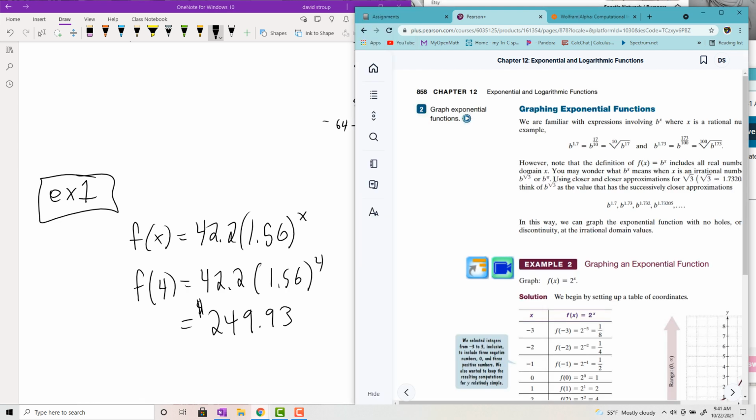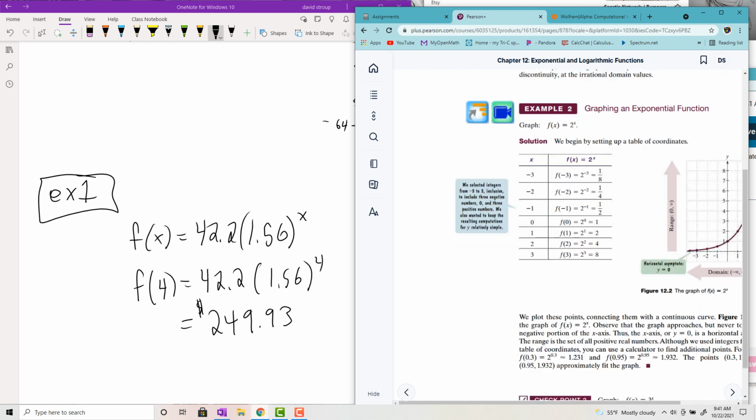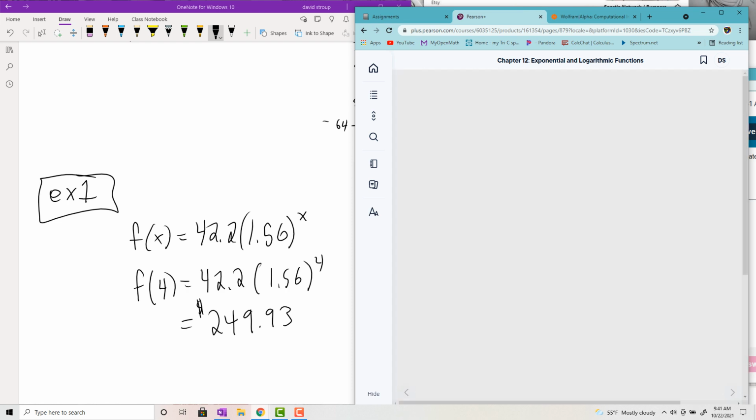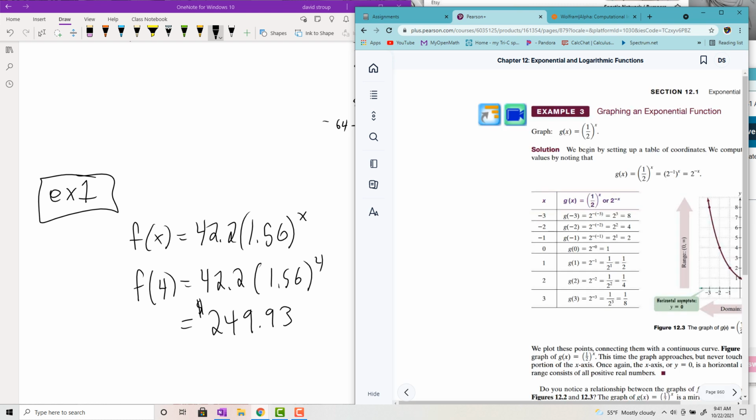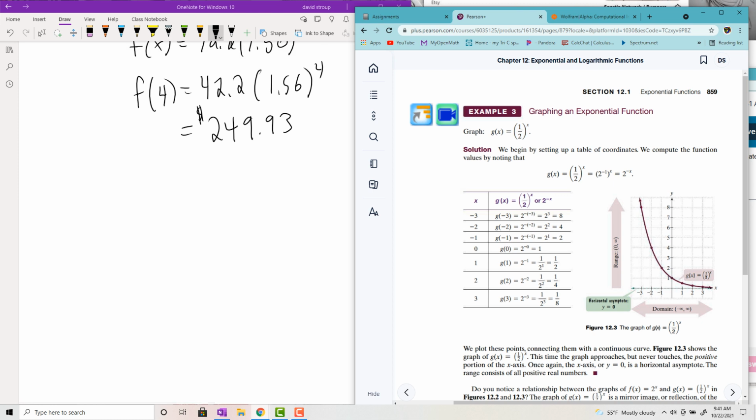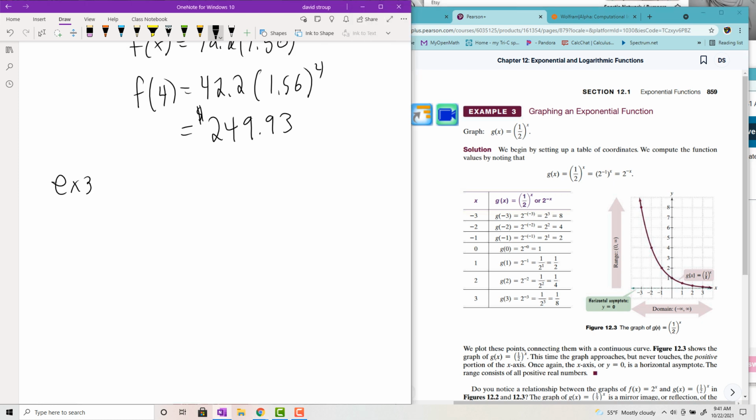So just making sure you know how to do the graphing, again, more exponential functions. Let's look at graphing a fractional exponential function, like this example here, example 3 in the book. See what that looks like. Example 3: g of x equals 1/2 to the x.